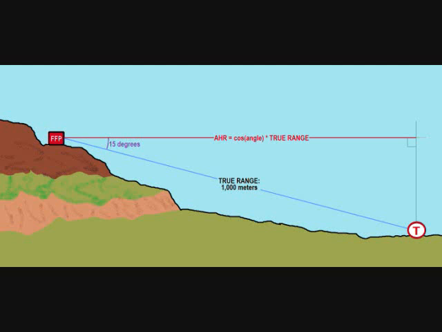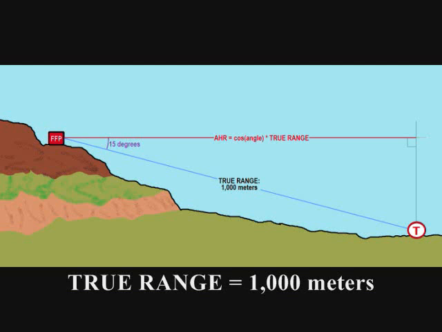And we're going to, first of all, get our true range. We're going to get out a laser rangefinder or use trigonometry using the Mil-Dots in our scope to calculate the range. And let's say that we find out that our true range, the actual distance from us to the target, shooting straight at it, is 1,000 meters, just for the sake of keeping this simple for this example. So our true range is 1,000 meters, okay?